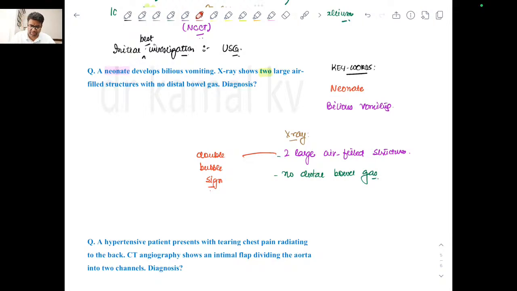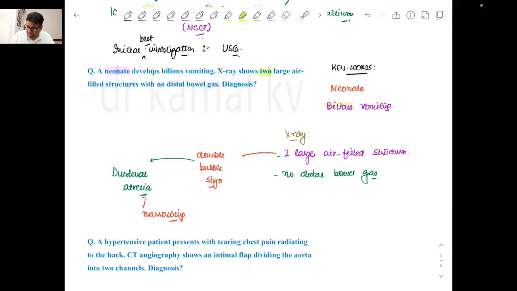The moment you have this kind of presentation, you can think of this particular sign, and the condition is duodenal atresia. Okay, atresia means narrowing. So, this is duodenal atresia.